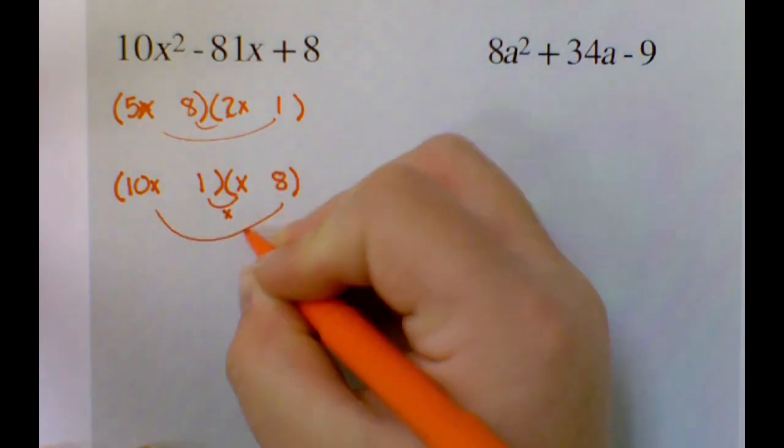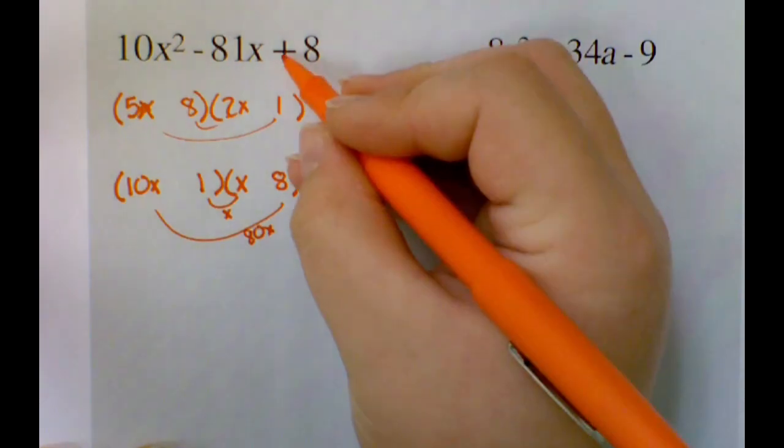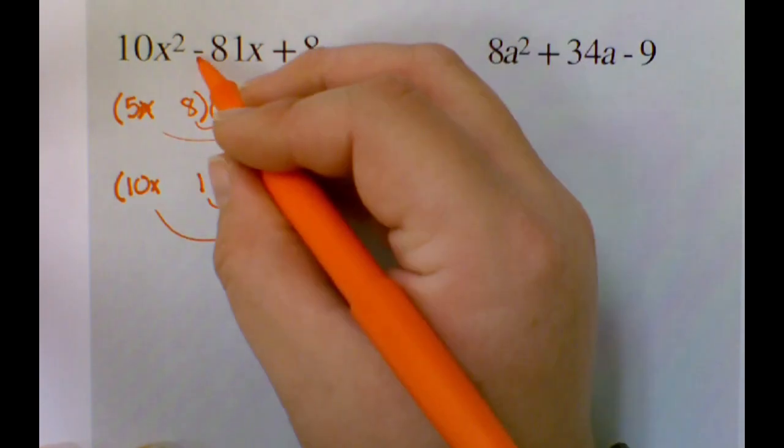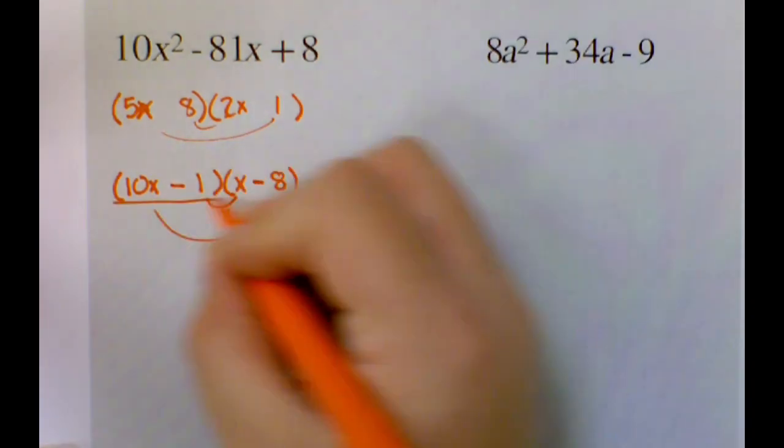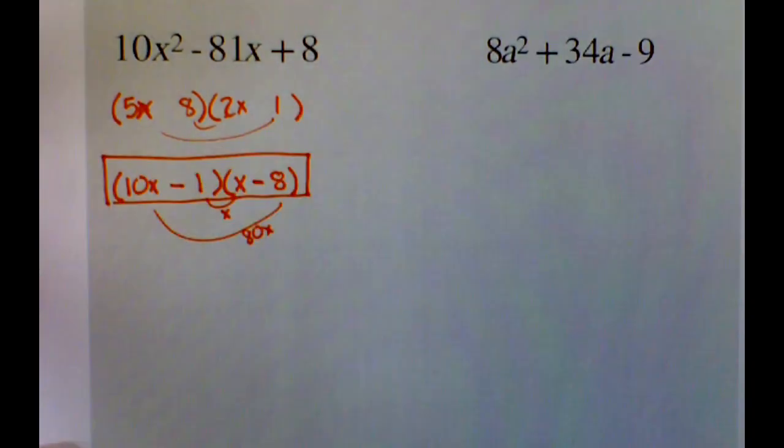1x, 80x. It's a plus, so they're both the same sign. This is a minus, so they're both minuses. There we go. I have my answer. 10x minus 1 times x minus 8.